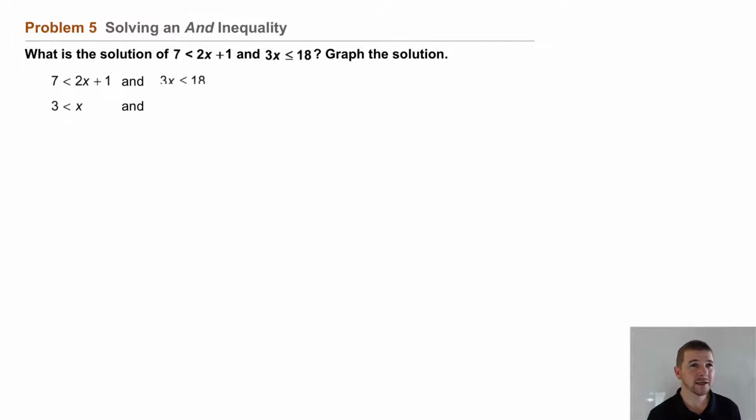And on the right-hand side, 3x ≤ 18 simplifies to x ≤ 6. So we have these inequalities: 3 < x, and x ≤ 6.